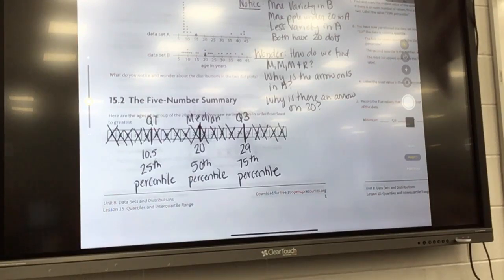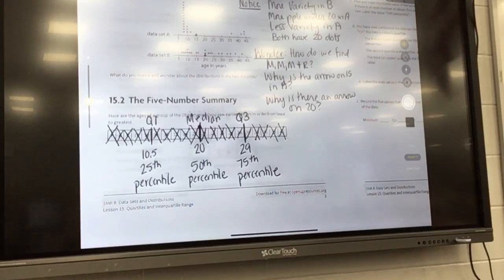Not sure? That's okay. How many of you are not sure what you would label 42 as? Okay, so I have a question. Is it your highest number? Yes. Is it the maximum number? Yes. Is it the last number?